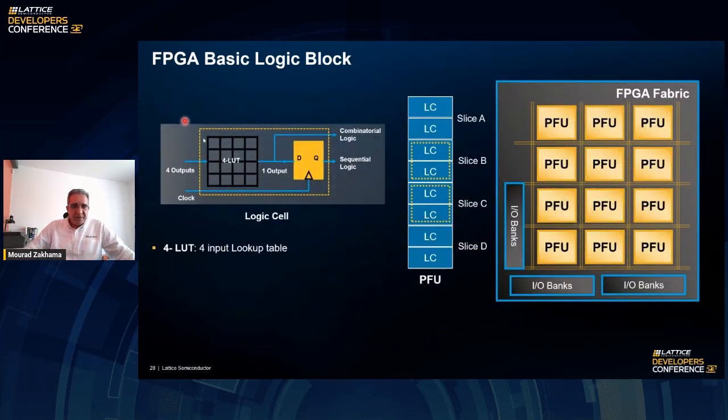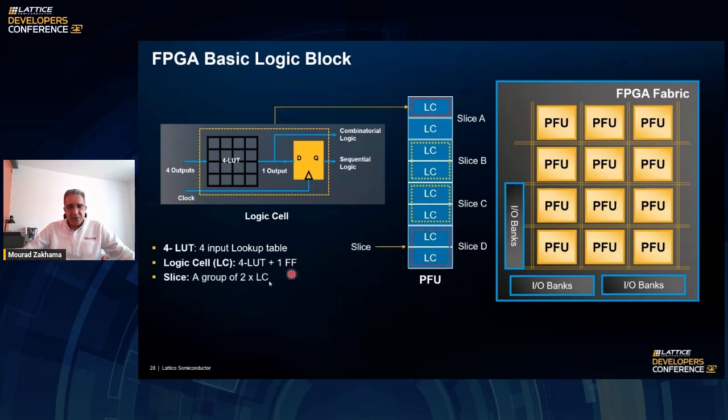So as we said, the 4-input lookup table is referred to in the literature as LUT, usually. If we add to that the flip-flop, then we are talking about a logic cell. If we add two of these, there is common logic that is shared between two logic cells, and that will be called a slice. It's a group of two logic cells. And the PFU is actually a collection of 8 logic cells or 4 slices. They are grouped in what we call a PFU.